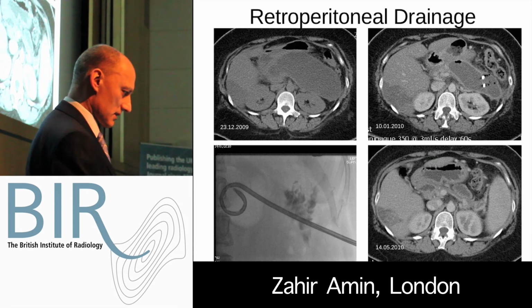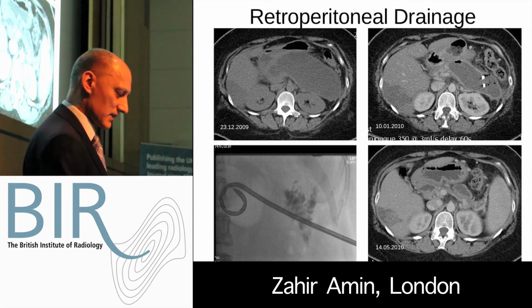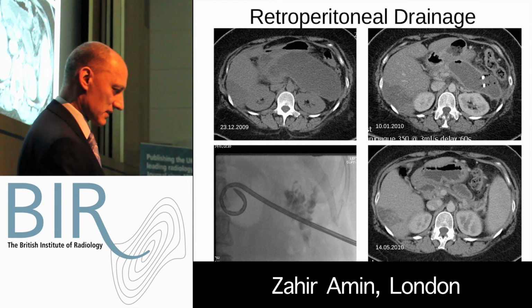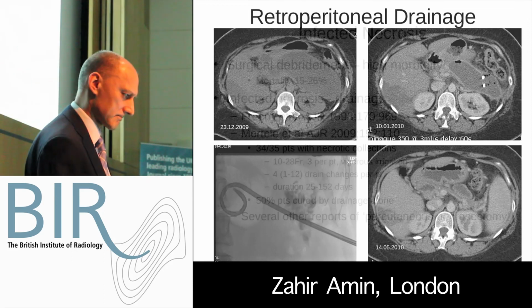Retroperitoneal drainage. You have a large collection extending to the left flank. You can pass a drain through the flank with relative safety, posterior to the spleen, and then the drains can be changed regularly under fluoroscopic guidance. The drain change itself helps in reducing the size of the collections over many weeks, sometimes months. This is infected necrosis, and eventually they resolve completely.